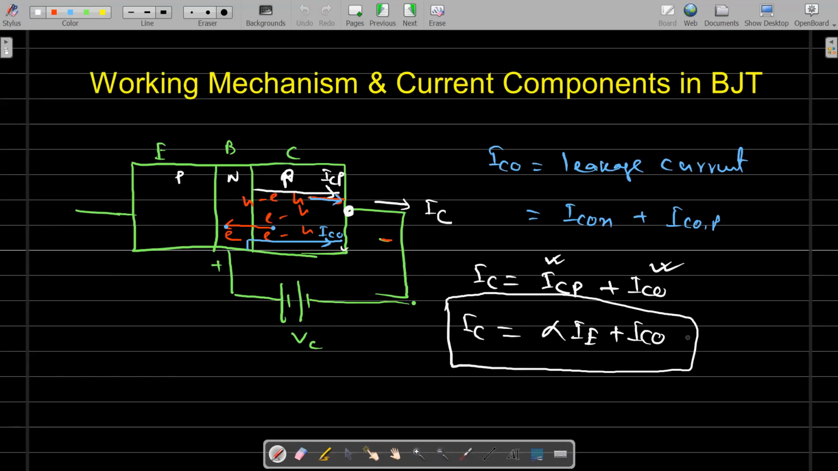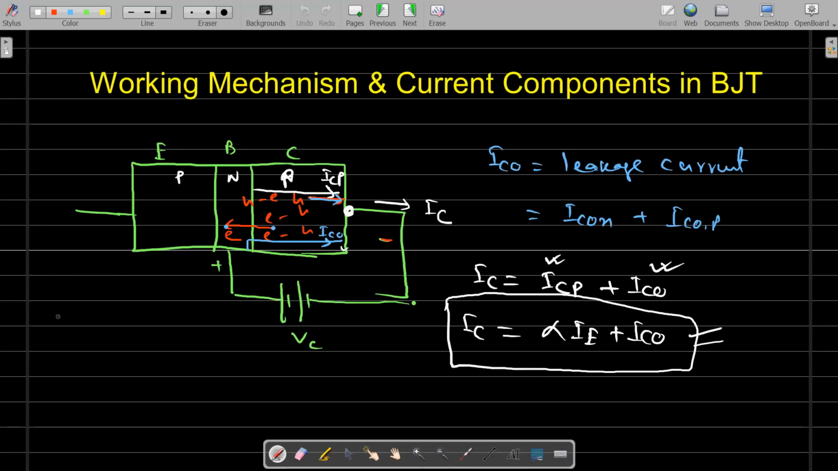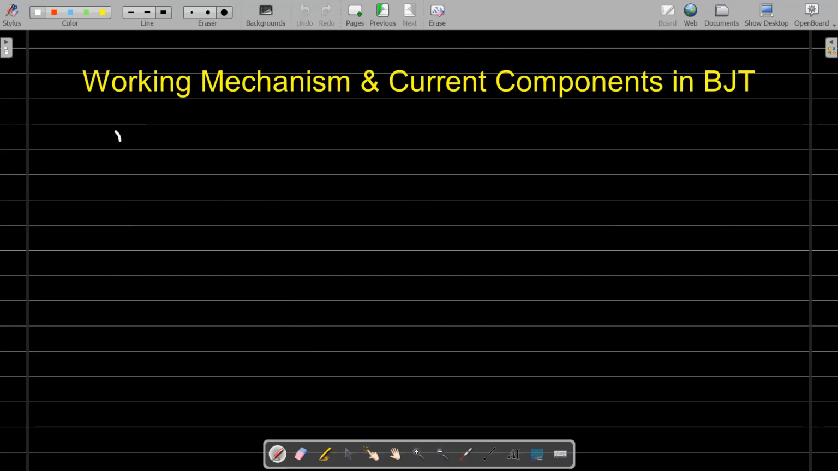Now we can further simplify this. Using the equation, we have IC equals alpha IE plus ICO, and we have the relation between different current components, IE equal to IC plus IB.